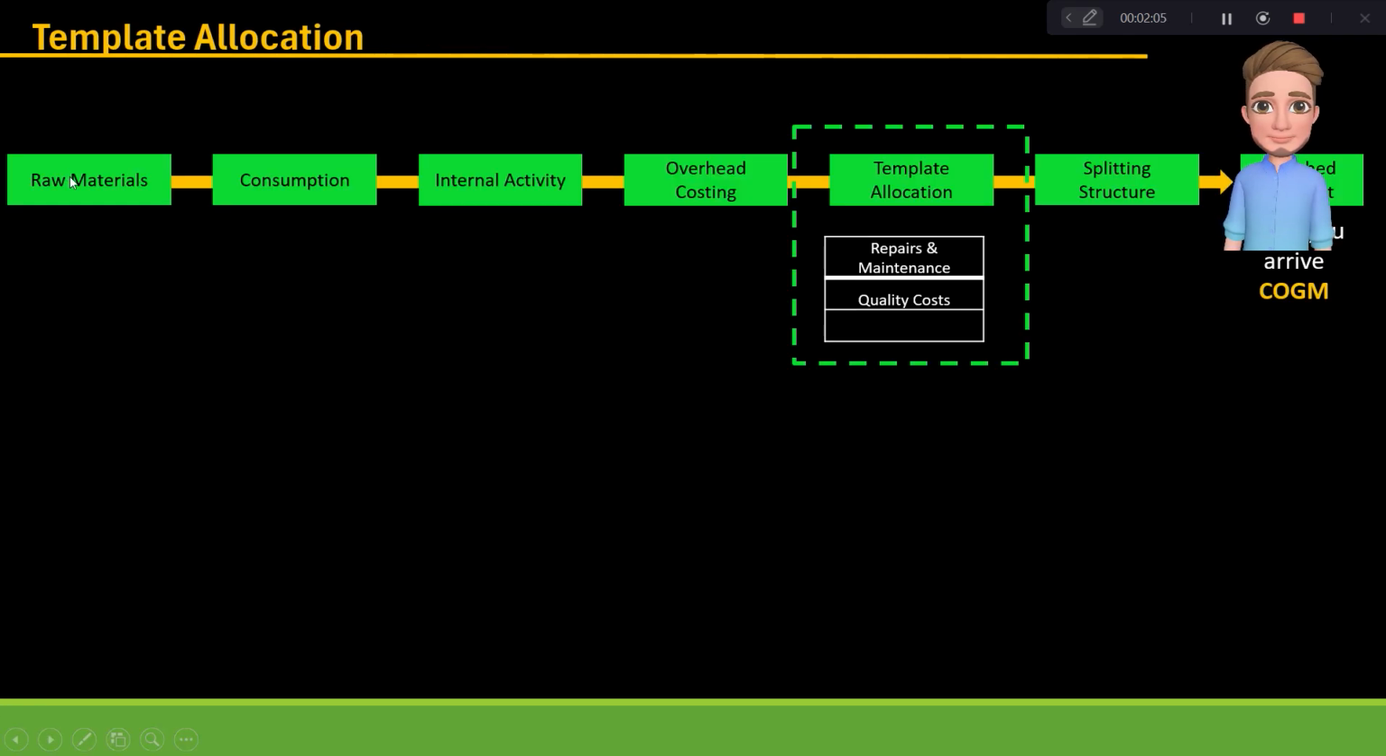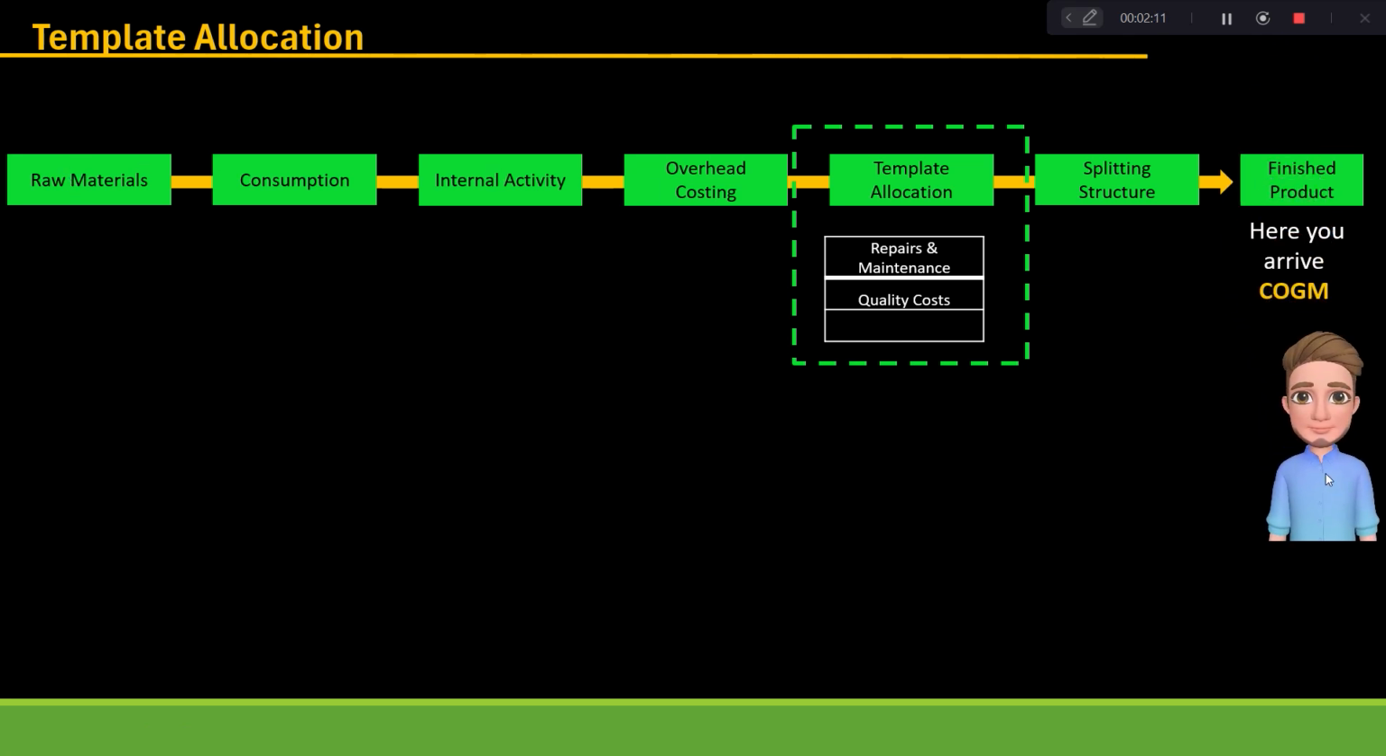Here you see we saw raw materials. Now this particular path that you see is where your cost of goods manufactured journey goes till the finished product. You have raw materials which are consumed, then you have internal activity cost which is getting charged to the order, then overhead costing. Now we are looking at template allocation.